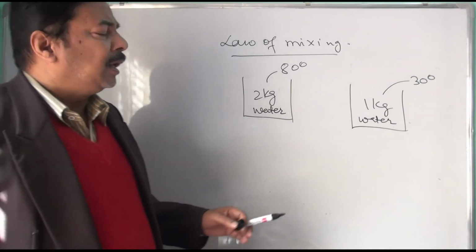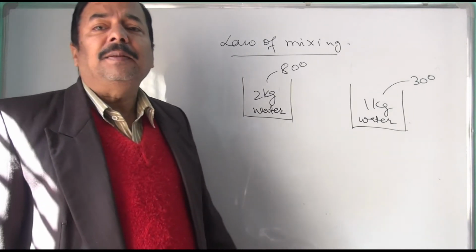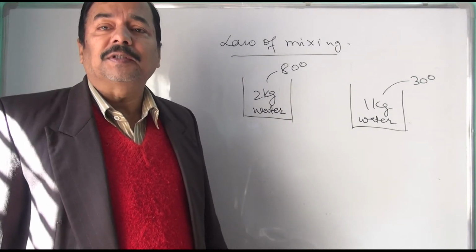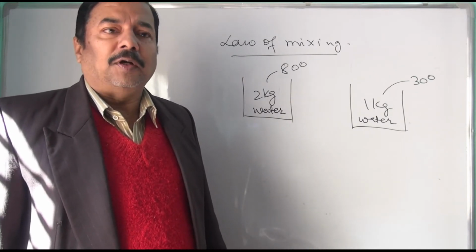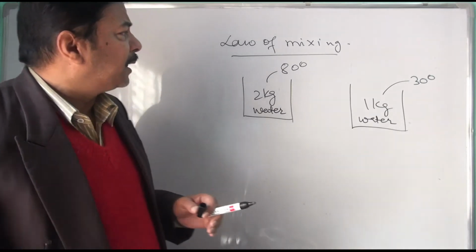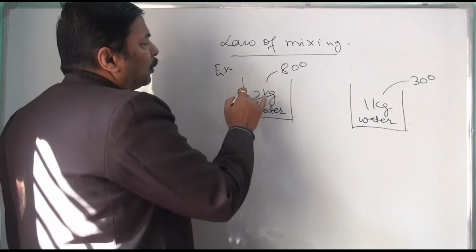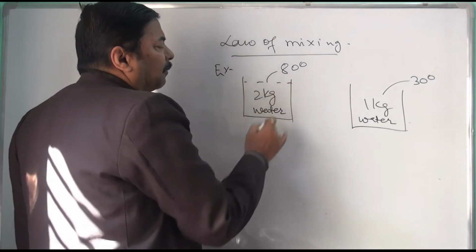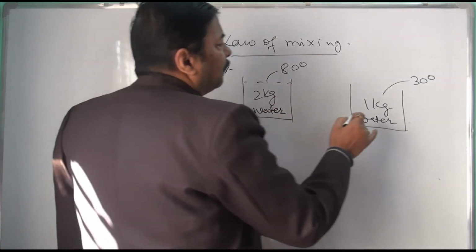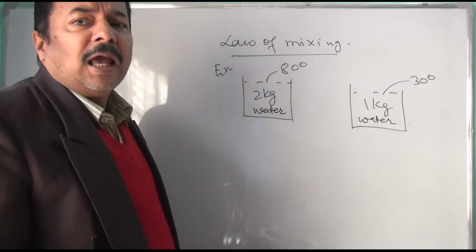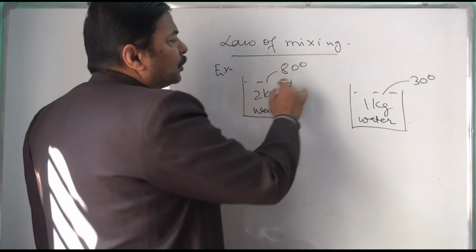For example, what will be the time for reaching that equilibrium temperature? That depends upon the nature of the body. So here I am taking an example to show you. Suppose you are taking 2 kilograms of water at 80 degrees C and 1 kilogram of water at 30 degrees C, and then you have mixed them.